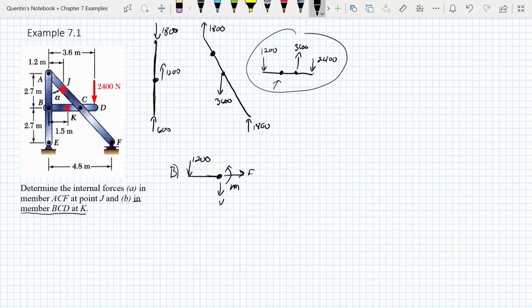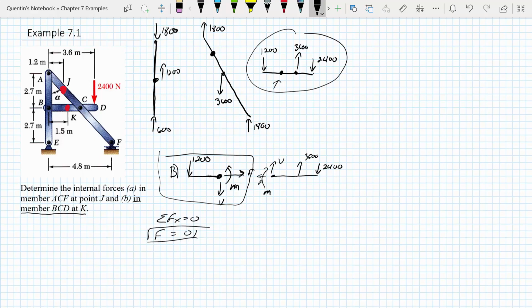On the flip side, I can come over to this side, the rest of this thing, where I have the force going in the other direction, the shear force going in the other direction, and the moment going in the other direction. And now I have here 3600 and 2400. But I'm going to focus on this side right here, because it has fewer forces and makes life easier. If I do my sum of forces in X equals 0, it tells me that this F is equal to 0. There's a nice, easy, low-hanging fruit.